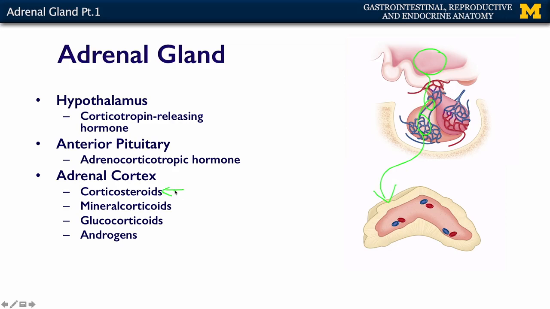There are three different corticosteroids made by the three different layers of the adrenal cortex, and these include the mineralocorticoids, the glucocorticoids, and androgens. And in the next subsections of this lecture, we'll talk about each layer, each of these different corticosteroids and their effects in the rest of the body.